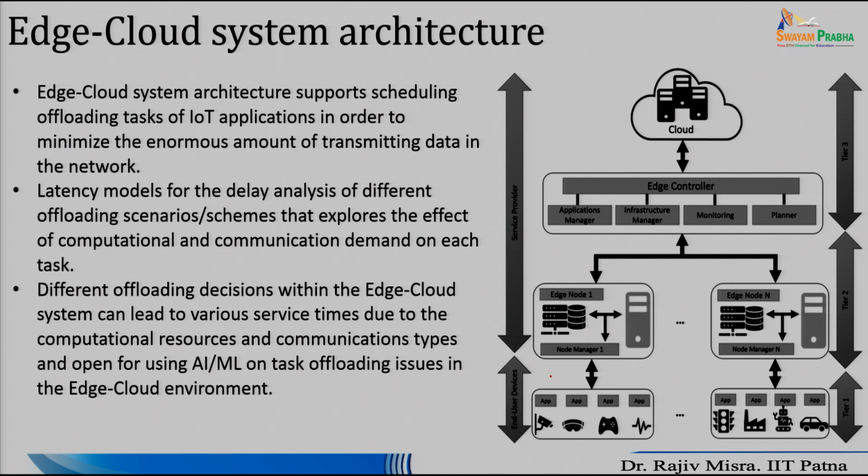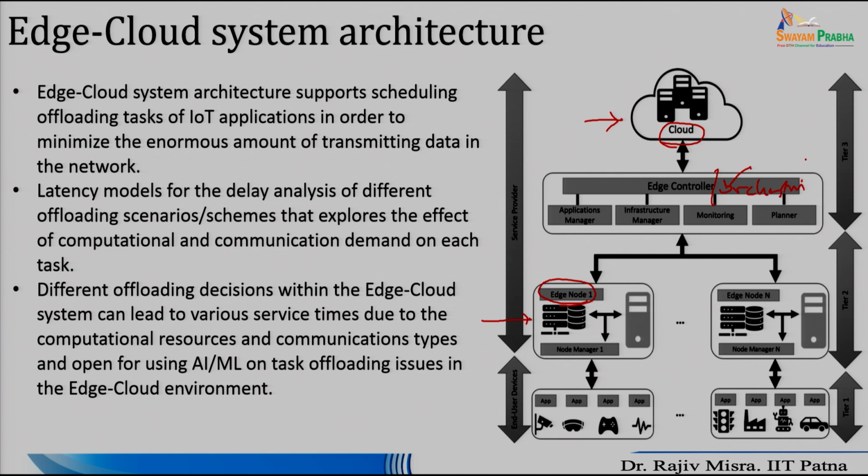In the figure, the first component is the cloud, and the second component is the edge. We call them the edge nodes, and here we call it the cloud. Now, between the cloud and edge there is a layer, sometimes called an edge layer. Inside the edge layer, we call it the edge controller, or sometimes it is also called the edge orchestrator. It has different components that we will explain.